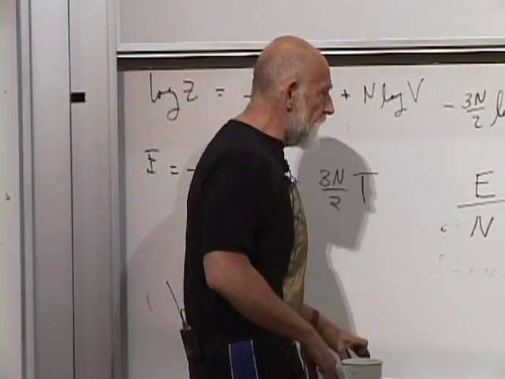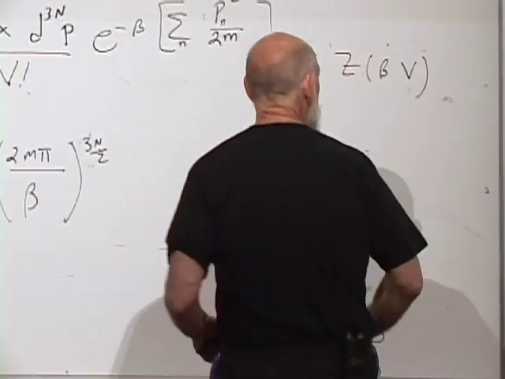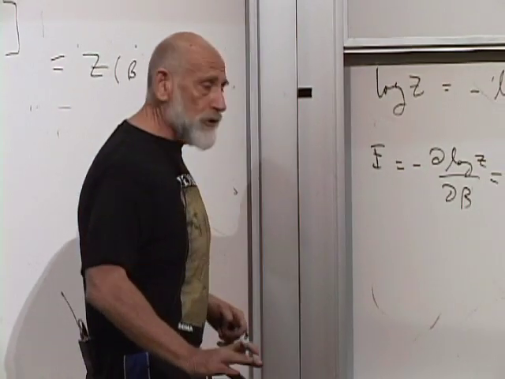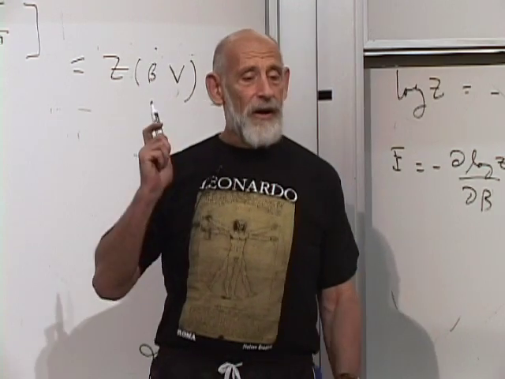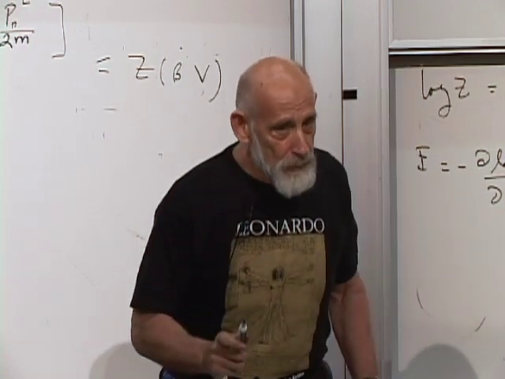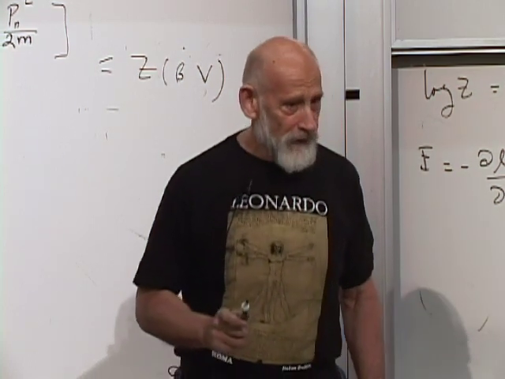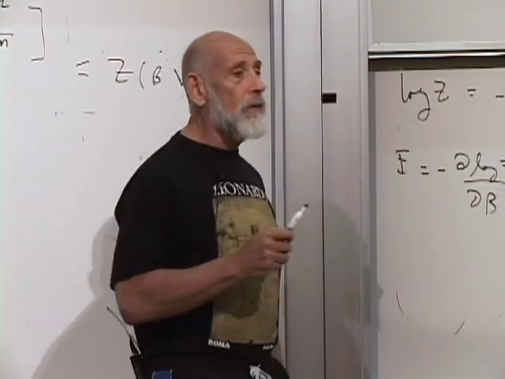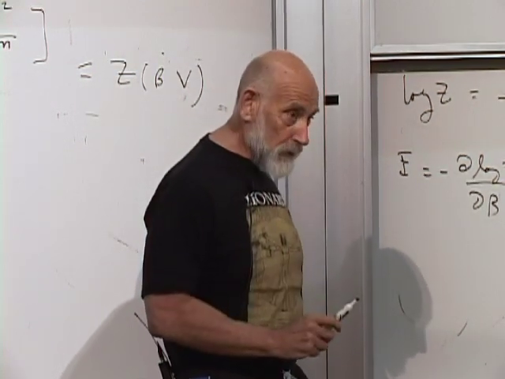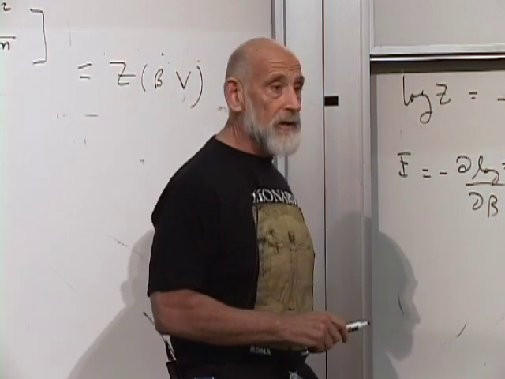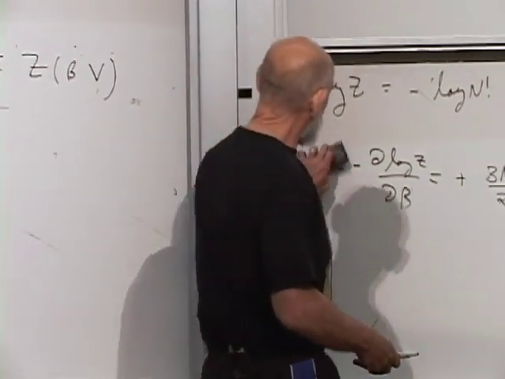Next, let's calculate the pressure. That's an interesting thing to calculate. To calculate the pressure, we want to calculate the derivative of the energy with respect to volume at fixed entropy, but that's too hard. So let's calculate the derivative of the free energy with respect to the volume at fixed temperature. That's a lot easier.